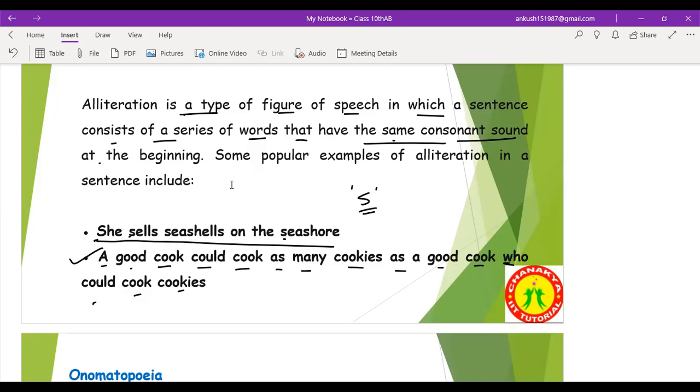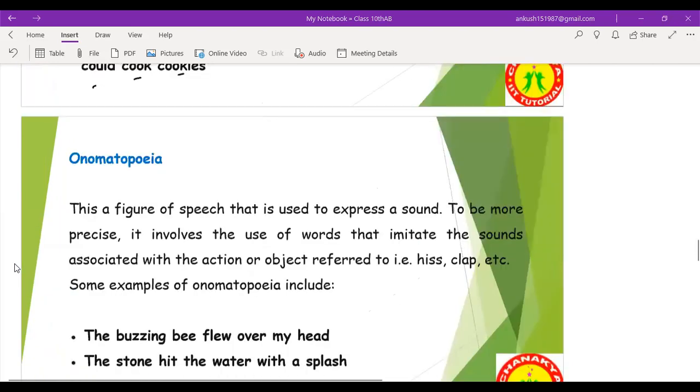Sir, C has been repeated. Can you read it fast? Okay, sir. A good cook could cook as many cookies as a good cook who could cook cookies. How do you feel now? The tongue is twisting over there, right? Yes, sir. So this is the example of alliteration, where the sound is being repeated.